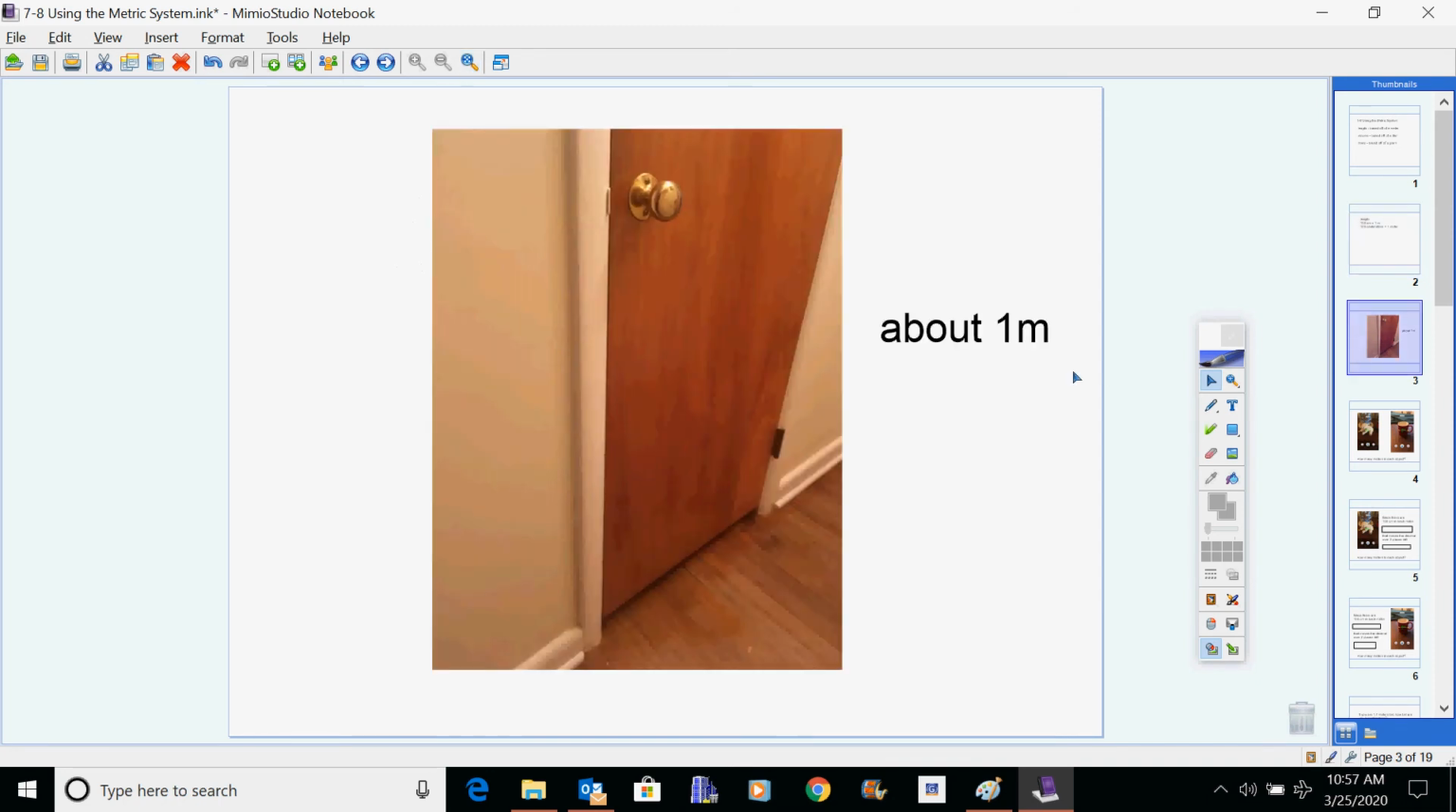Okay, if you go and you find a doorknob in your house, it's probably about a meter high. I'm just saying about because it's not going to be exact, but it's just about a meter high. If you took out a meter stick, if you had one, you'd probably find that it's a little bit off. But just so that you have kind of an idea in your head for something to compare to, so you've got something concrete.